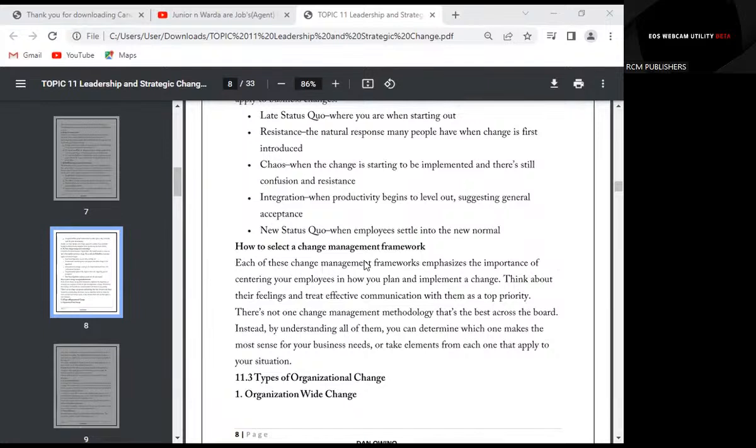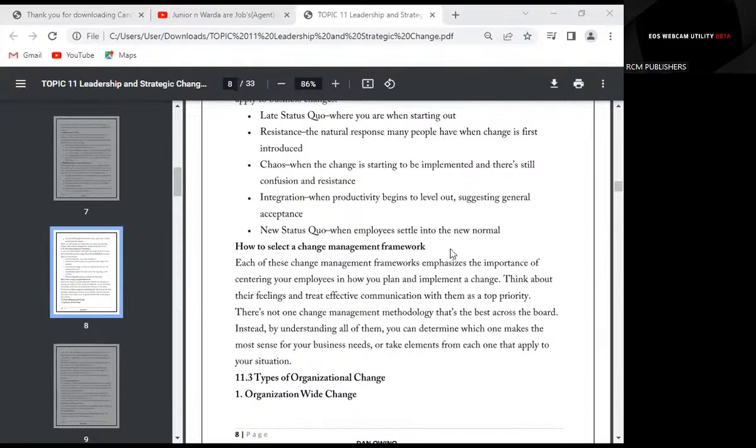Each of these change management frameworks emphasizes the importance of centering your employees on how to plan and implement the change. Think about their feelings and treat effective communication with them as the top priority. There's not one change management methodology that's the best across the board. Instead, by understanding all of them, you can determine which one makes the most sense for your business needs, or take elements from each one that apply to your situation.